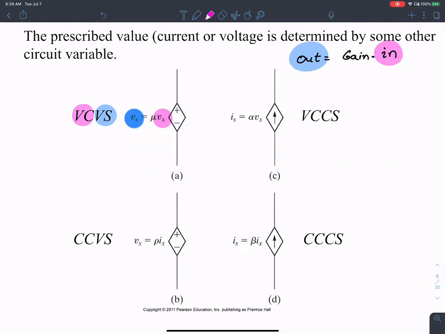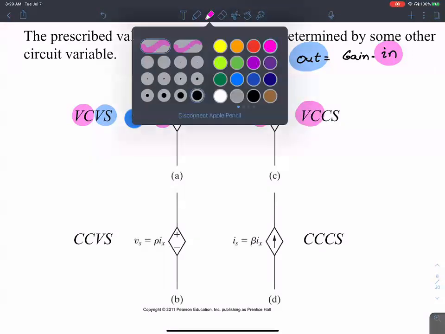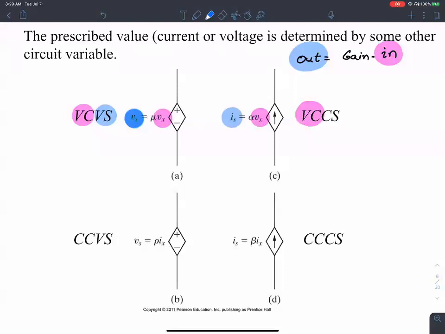Okay, in this case, the input on the right, voltage controlled current source, is Vx. It's a voltage, therefore it's a voltage controlled device. And what's the output? Output, as I mentioned, I'm going to show using the blue highlight. It is IS. It's a current source. So you see that there's an arrow corresponding to that.